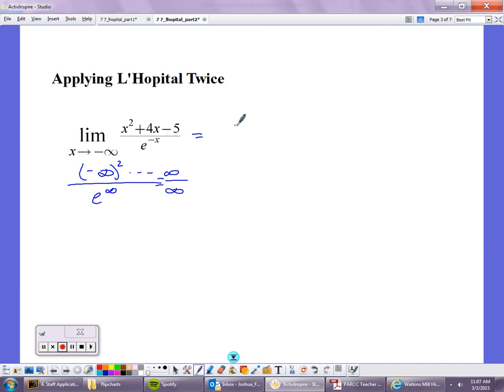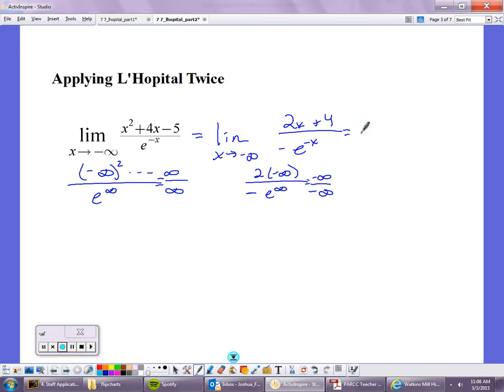If I go here, I'll try using L'Hopital the first time, and I get 2x plus 4 over negative e to the negative x. Now if I try direct substitution here, I get 2 times negative infinity over negative e to the infinity. So I get negative infinity over negative infinity, and that's the same problem as infinity over infinity. So that's also an indeterminate form. So I'll go back to this. That tells me that I can use L'Hopital on this second limit here, because it's an indeterminate form.